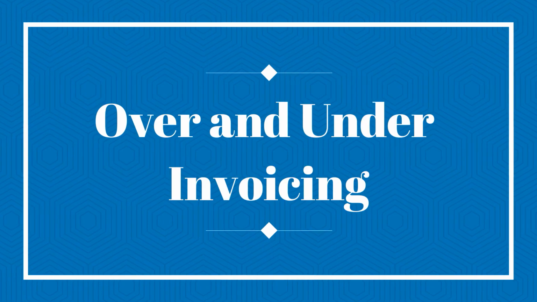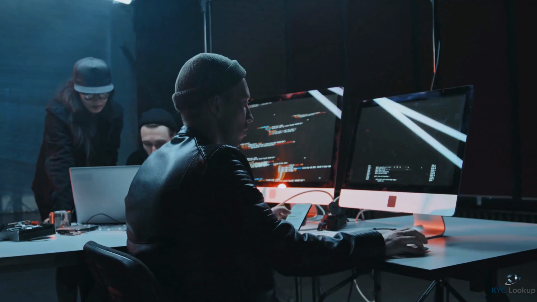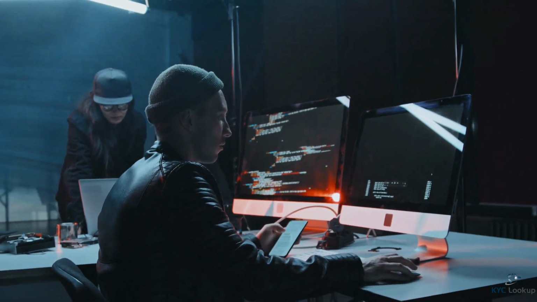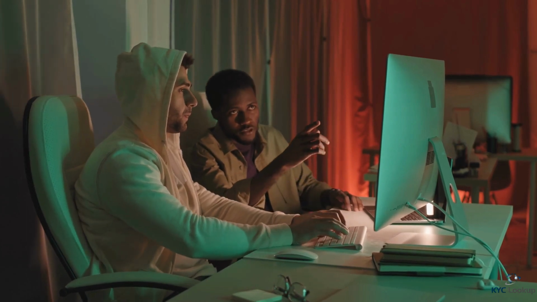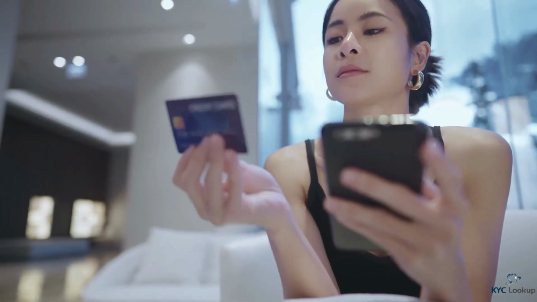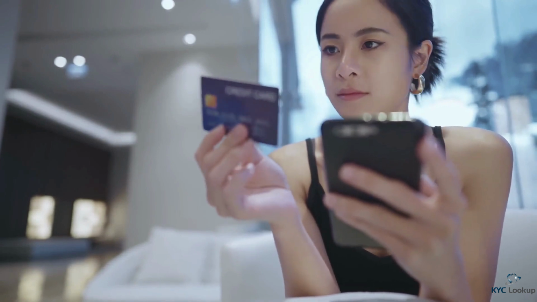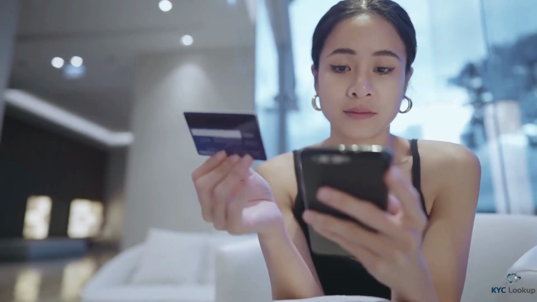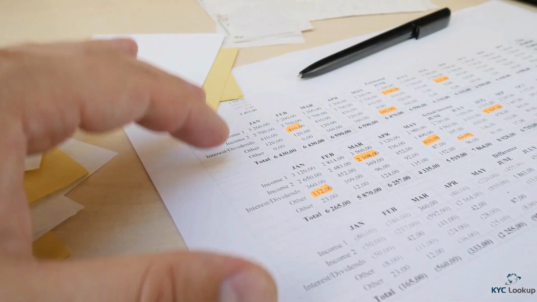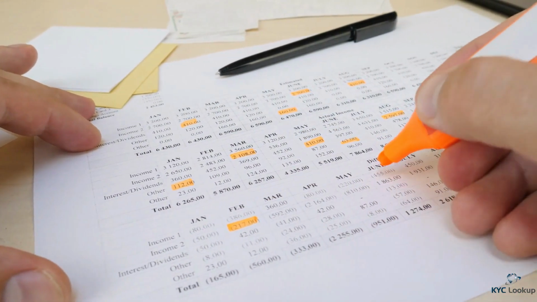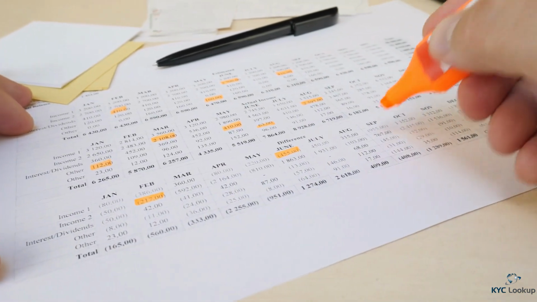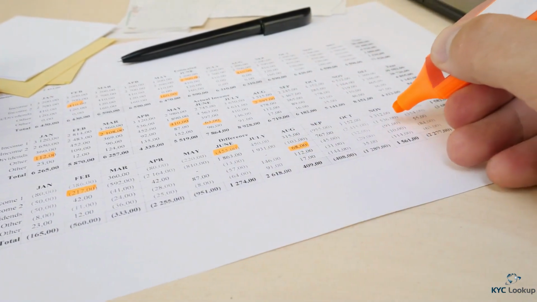Over and under invoicing. Criminal organisations manipulate the value of goods and services in the invoices to overstate or understate their worth. Over-invoicing involves declaring a high value, allowing the excess payment to be transferred to a third party. Under-invoicing, on the other hand, enables criminals to transfer the difference between the declared and the actual value to an offshore account.